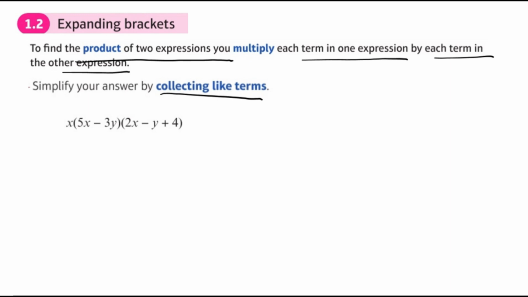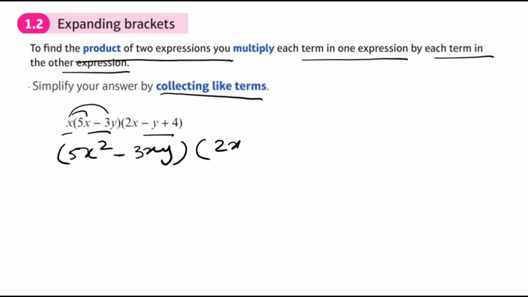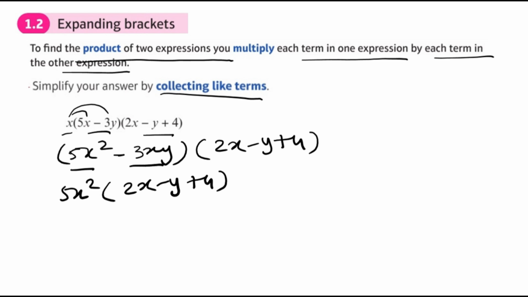This is an example, two brackets, x is outside. So to do this question in an easier way, multiply x with 5x first, which gives you 5x squared. x with minus 3y will give you minus 3xy. Put in one bracket, and 2x minus y plus 4. Now multiply these two brackets. 5x squared multiply with 2x minus y plus 4. Other term, minus 3xy multiply with 2x minus y plus 4.